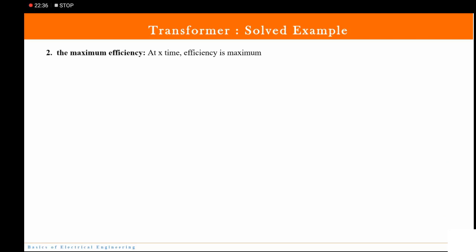Next says maximum efficiency. So we know that at X times, the efficiency is maximum. So we have to find out what is going to be the value of X now, because at full load the efficiency is not maximum. So we have to find at what value of X the efficiency is maximum. In our earlier lectures we have studied that the value of X is equal to the square root of the iron loss upon full load copper loss. This gives you the maximum efficiency.